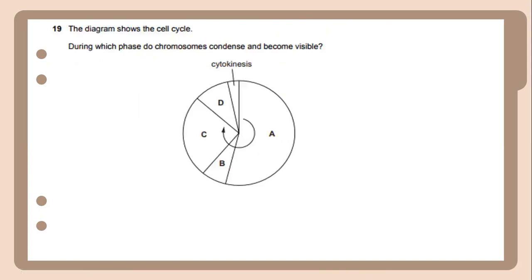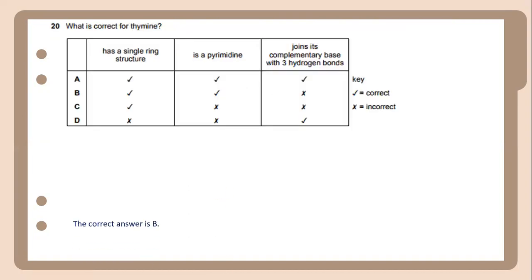Number 19, the diagram shows the cell cycle. During which phase do chromosomes condense and become visible? So it should be at phase D. What is correct for timing? The answer will be D. Has a single ring structure, is a pyrimidine, and is incorrect for joining its complementary base with 3 hydrogen bonds.